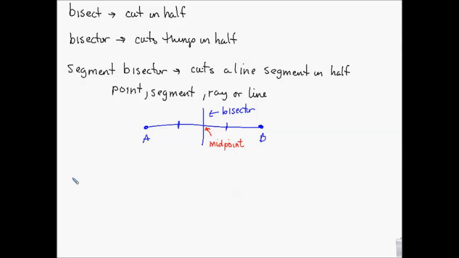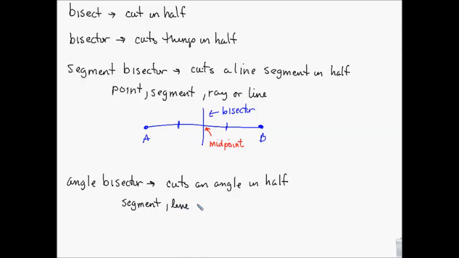And since we're on the topic, we'll just talk about an angle bisector too. It cuts an angle in half. Now this can't be a point, because a point can't cut an angle in half. But it can be a segment, a line, or a ray. And so if I have some angle, the bisector will come in like that, and then this angle gets cut in half so the two sides are equal.